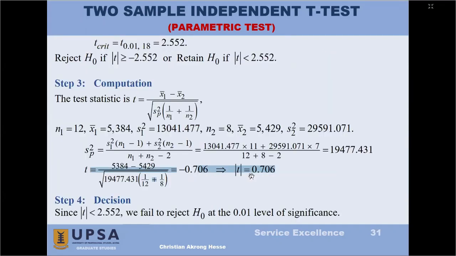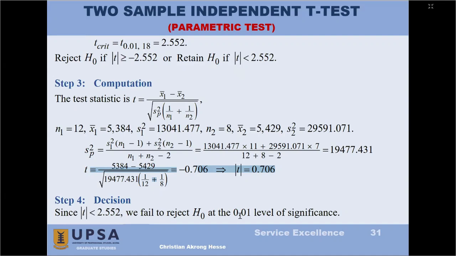Okay, so that's correct. Negative out. So yeah, I take the negative out. So because 0.706 is less than 2.552, we fail to reject H naught, because the decision is that when it's less than, you retain, and when it's greater than, you reject. But because it's less than, we retain H naught.